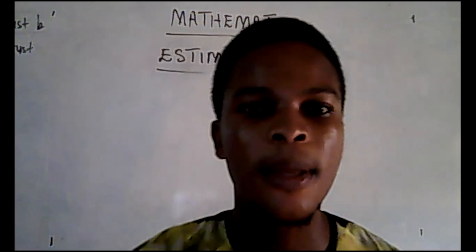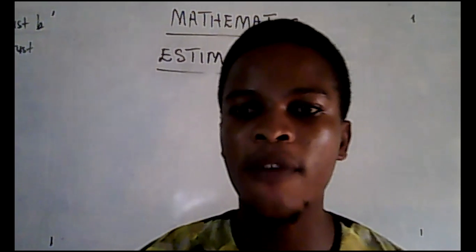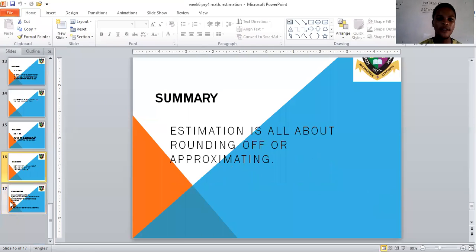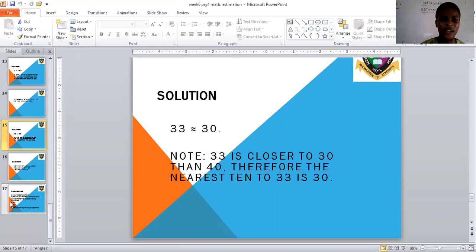So, please, let's quickly look at the summary of everything we've been doing. In summary, estimation is all about rounding off or approximating. From what you've been doing, you can see that estimation is all about rounding off numbers, rounding off or approximating. When you round off, you round up or down. Good. So everything you've been doing is approximating and rounding off numbers.